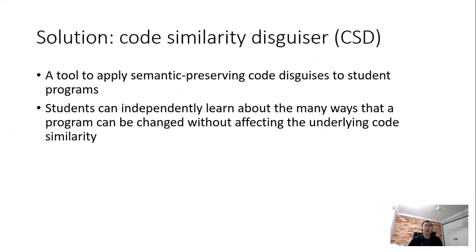One of the solutions is Code Similarity Disguiser, or CSD. It is basically a tool to apply semantic-preserving code disguises to student programs. With this kind of tool, students can independently learn about the many ways that the program can be changed without affecting the underlying code similarity.